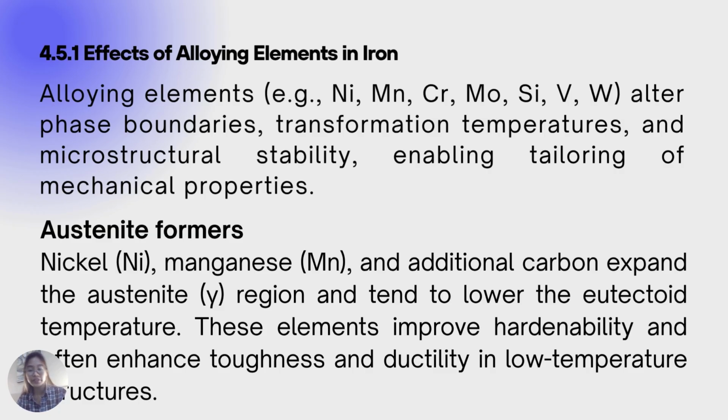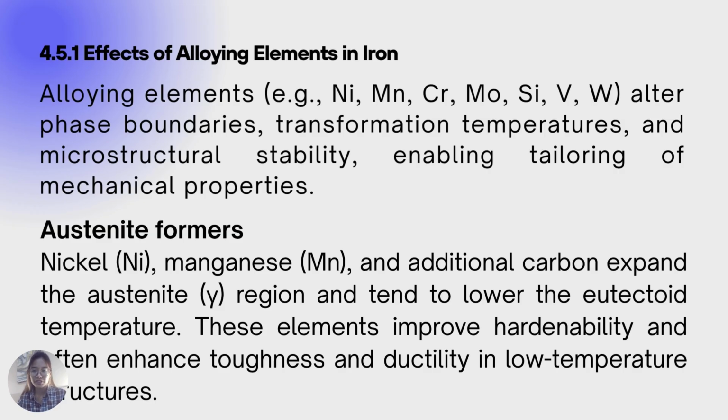Elements such as nickel, Ni, manganese, Mn, chromium, Cr, molybdenum, Mo, silicon, Si, vanadium, V, and tungsten, W, shift phase boundaries and influence transformation temperatures. This means they can control how and when different structures, like ferrite, austenite, or martensite, form during heating and cooling.